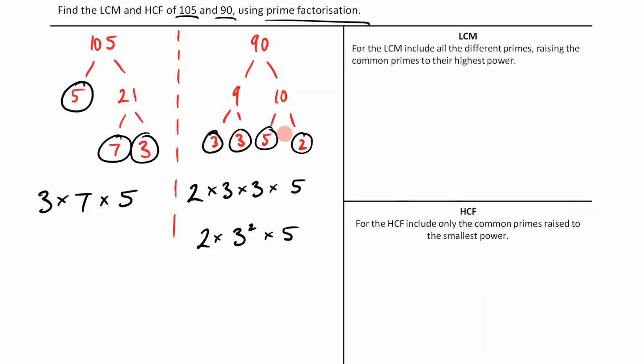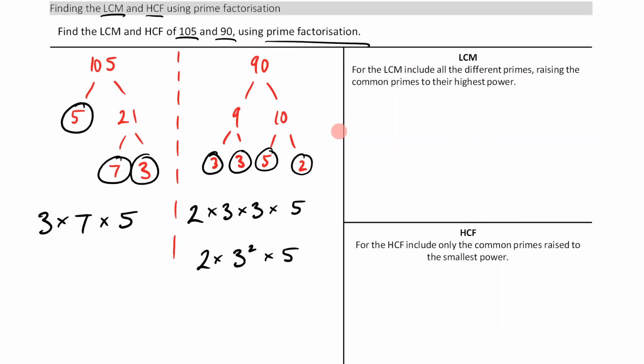All right, that's the easy part. That's the part you should be able to do. And you'll be able to do this next part as well, but it requires a little bit of thinking. We're going to find the LCM. Let's read this definition now. This definition is a little bit wordy, but once we see how it works in action, it will make more sense. For the LCM, include all different primes, raising the common primes to their highest power.